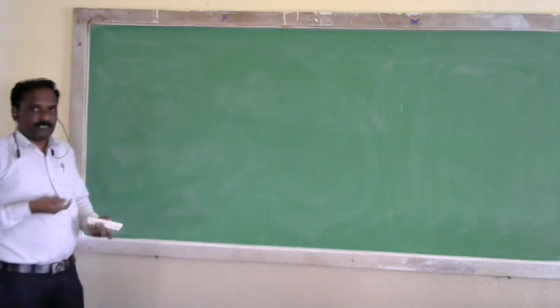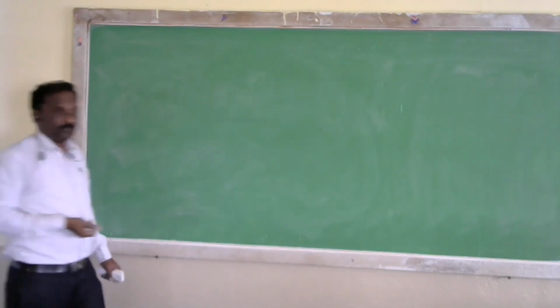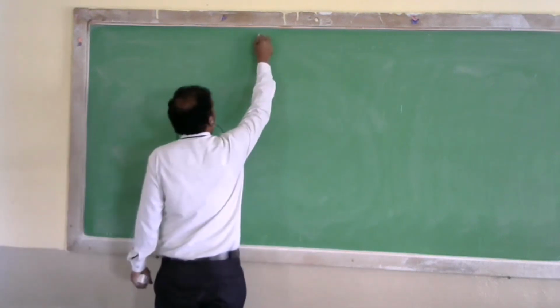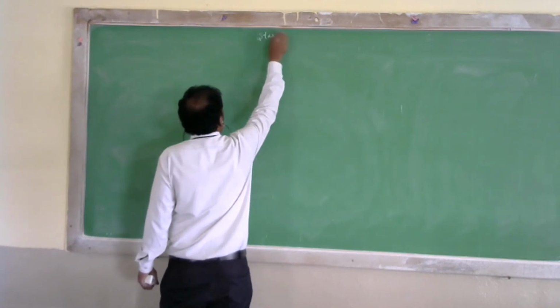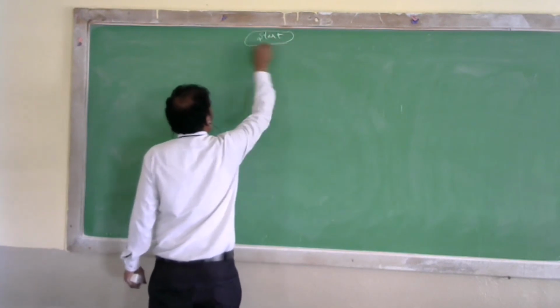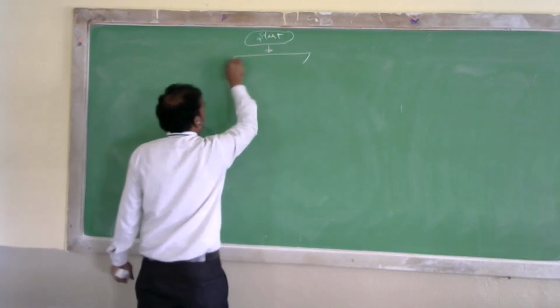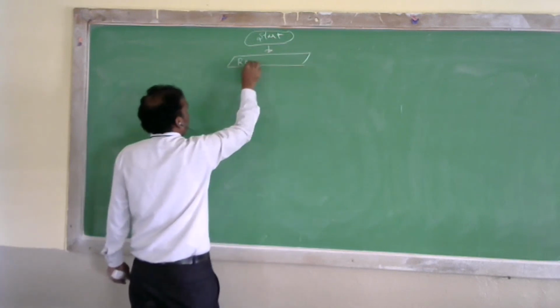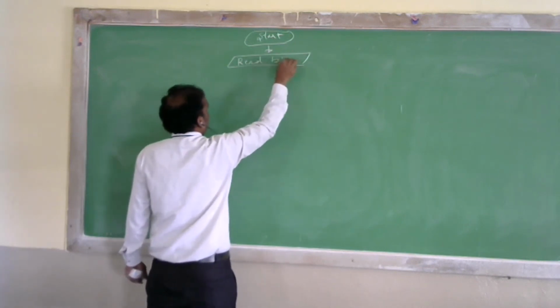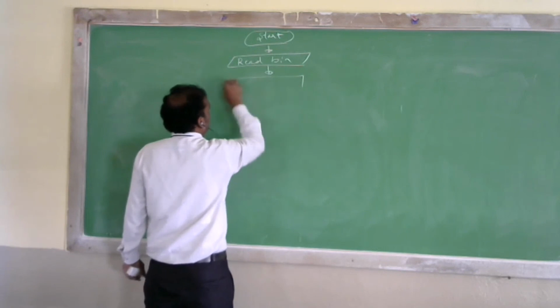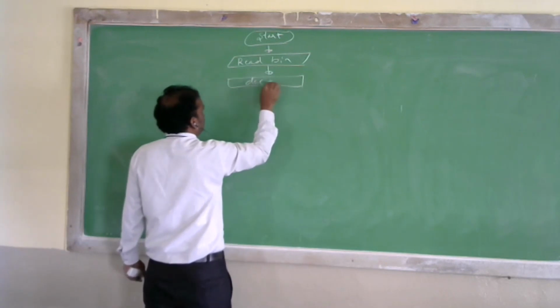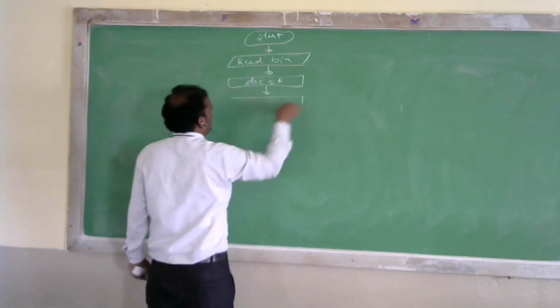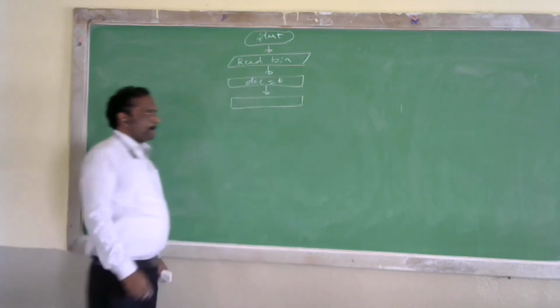Now, flow chart to convert a given binary number into a decimal number. The first step will always be start. Next, read the binary number. So what is the initial value of decimal? Decimal is equal to 0.